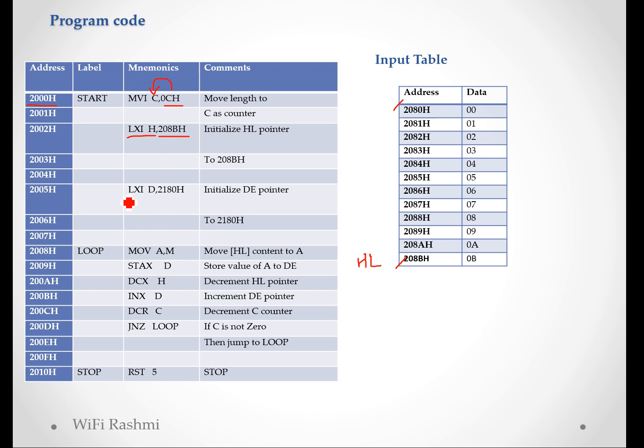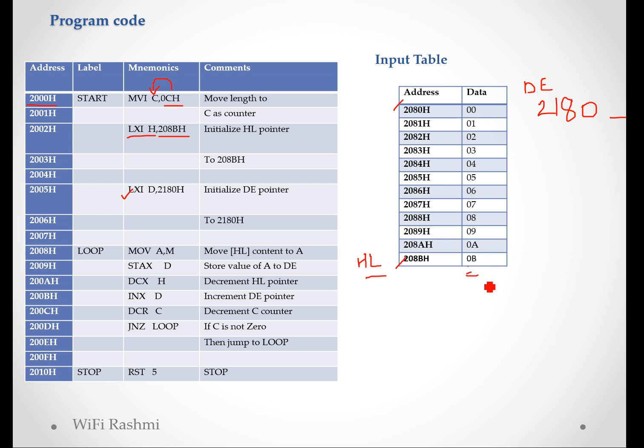And next, LXI D, I'll have at 2180. So if I have 2180 here, here DE will point. Now what is the point? You have to take the content of HL and place it here. So for this you use MOV A, M, where M means the location HL is pointing to, that value is known as M.